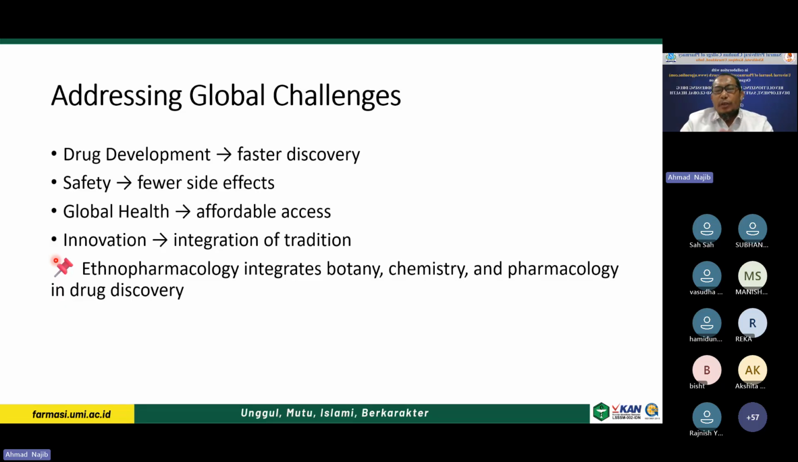From this global challenge, we have available research for collaboration. Hopefully there will be international cooperation between institutions from Indonesia, India, Turkey and so on.